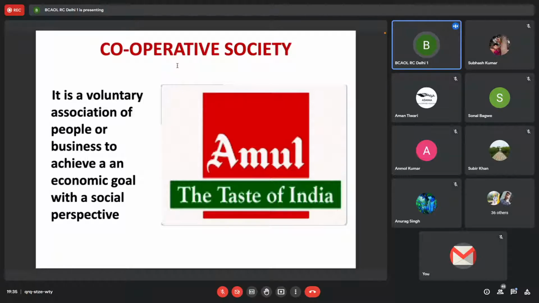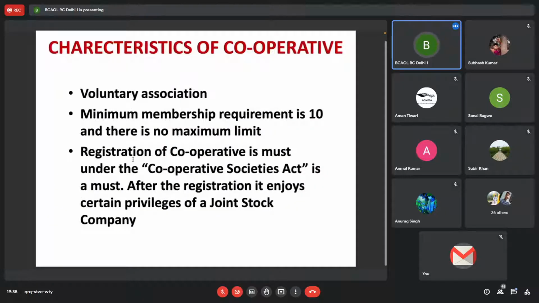So again, it's a voluntary association of persons, and the rationale is to promote self help, promote social welfare of the society. Like Amul started as a cooperative society where milk producers were basically pooling all their milk produced. It gets a lot of benefits from the government as well, and it comes in under Cooperative Societies Act 1912. Voluntary association, minimum required is 10.